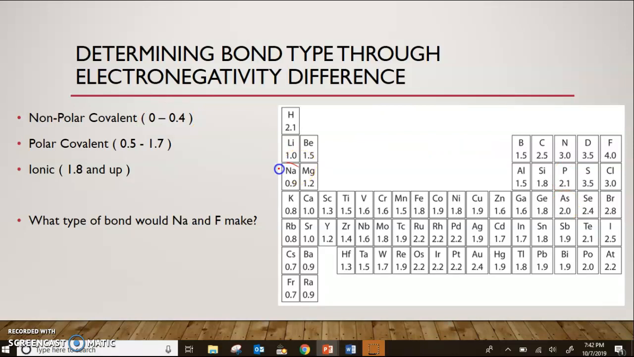Another one here, I've got sodium and I've got fluorine. Now right off the bat, you should know I've got a metal and a nonmetal, so I know it's ionic. But just to prove it, we'll say 4.0 minus 0.9 equals 3.1, very ionic. I'm not going to draw polarity arrows because it's not a polar covalent bond. I'm just going to draw it as Na plus and F minus. I want to signify that the full charge has moved over to the fluorine.